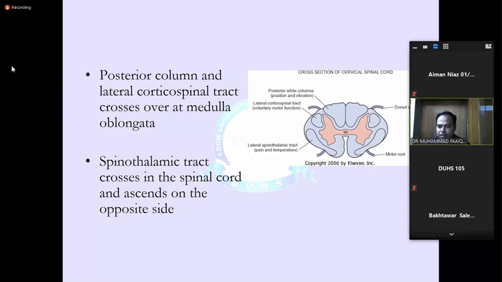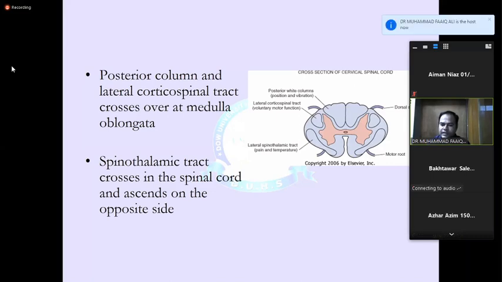The posterior column contains fasciculus gracilis and cuneatus, which are related with proprioception, two-point discrimination, position, and vibration. While the corticospinal tract is related with motor function, if there is damage in the corticospinal tract, depending upon the level, the patient may develop quadriplegia or paraplegia. We will discuss the lesion of the corticospinal tract in our later segment.